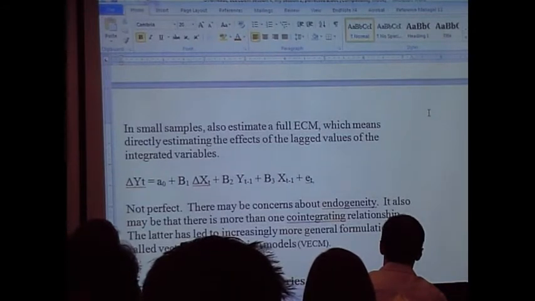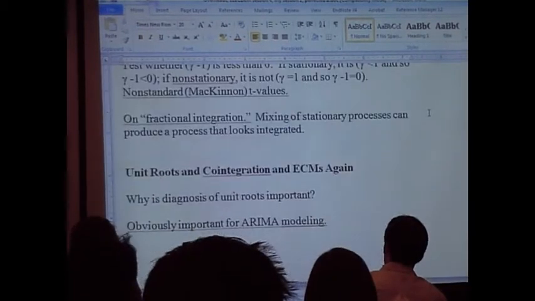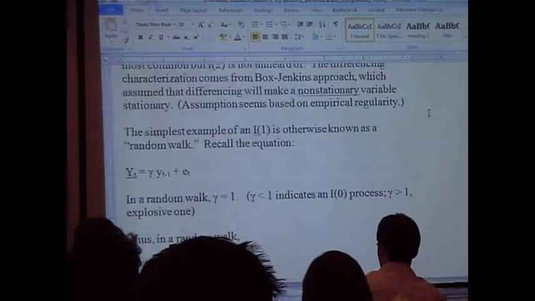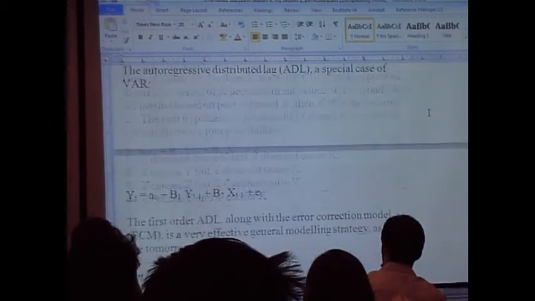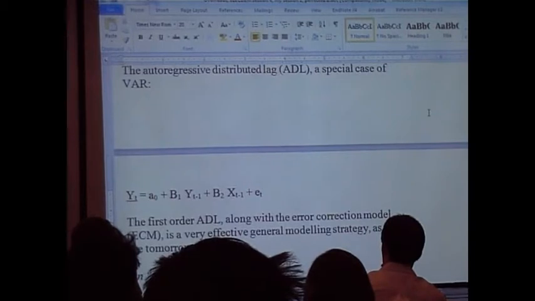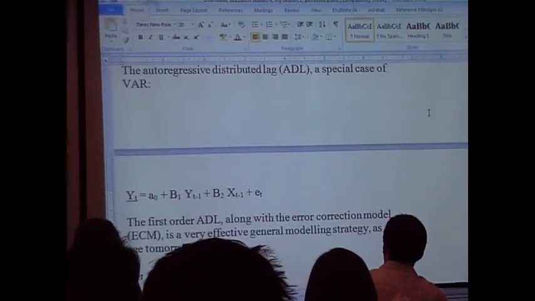Any other questions on this? So you need to know ADL. Keep that in mind. There it is. There we are, yt minus 1 on the right-hand side and xt minus 1. Really nice. There's another model which is really, really close to it.